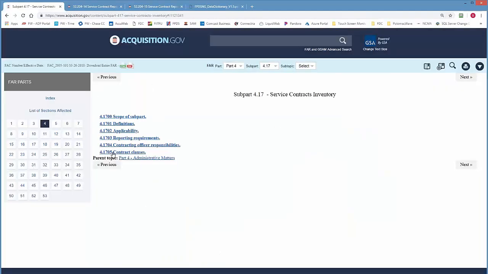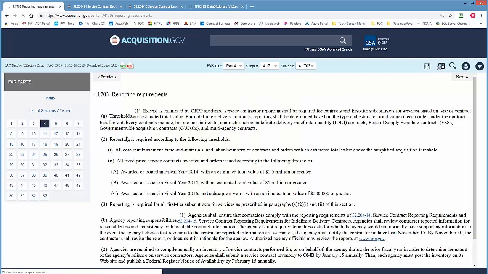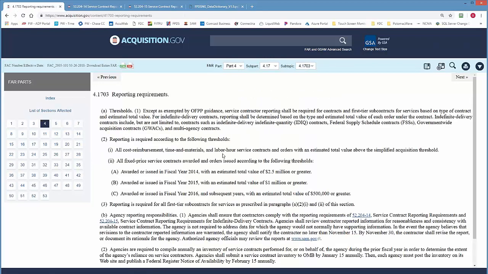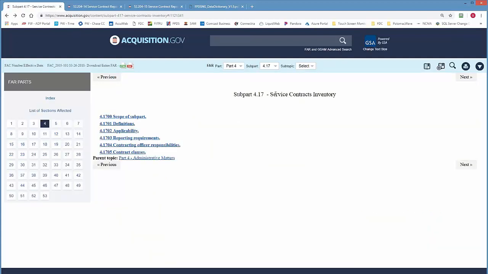Okay, FAR, incidentally, it looks like acquisition.gov has a new interface. I just noticed that today. New look and feel to it. So I'm going to put down FAR 1.703, and actually, let's back up, just make sure we're in the right section. Service contract inventory, scope of subpart.